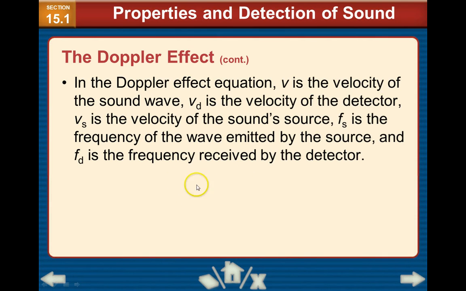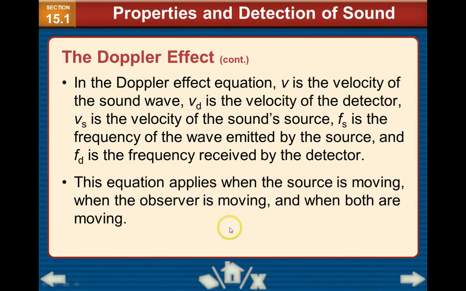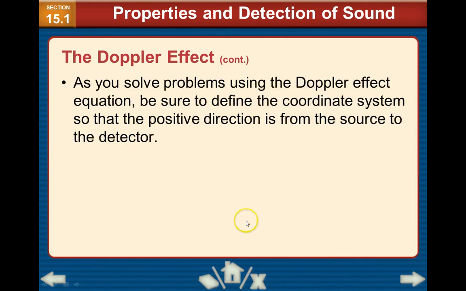We could set this equation up with the velocity of the sound wave. D is the velocity of the detector. S is the velocity of the sound source. So the frequency at the source emitting this is Fs. And finally, the frequency at the detector is what we're interested in, whether it goes up or down. So the equation applies when the source is moving, when the observer is moving, or when both are moving.